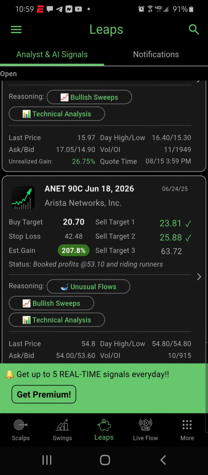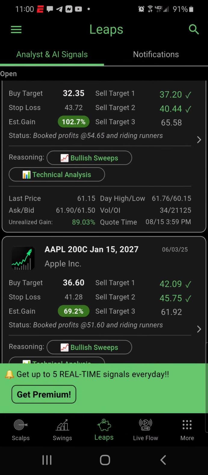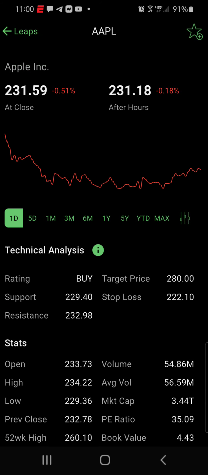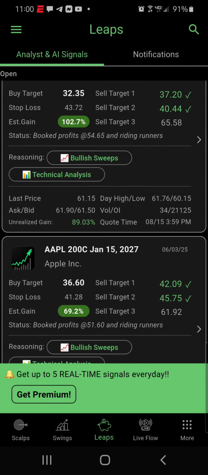Look, it got a sale target. It last booked some profits at $5,300. I'm telling you, that's $3,300 you just made if you had $2,000 to spend. I told you these leaps are more expensive because, look, it got that one Apple going out to January 15th of 2027 for a 200 call. The reason why it's expensive is Apple's already over 200. It's trading at $231. So that's called deep in the money. Those are safe. Those are the safest things you can do.